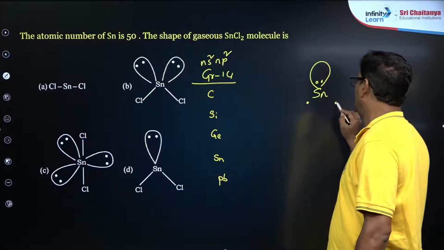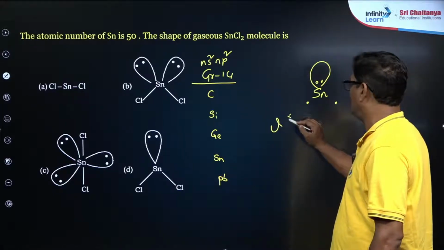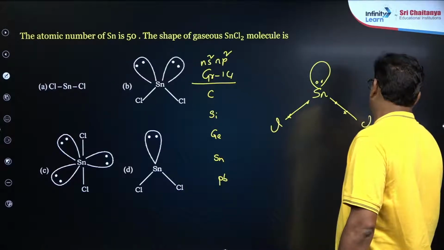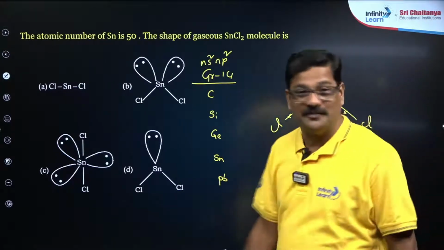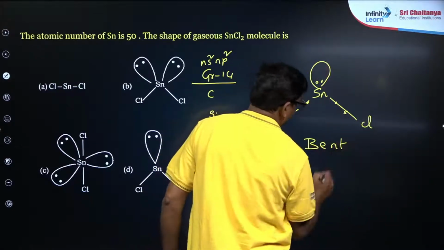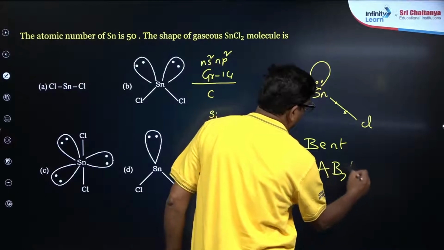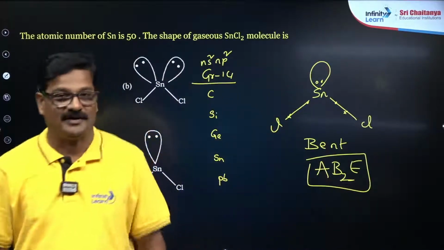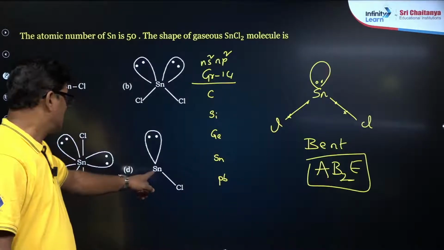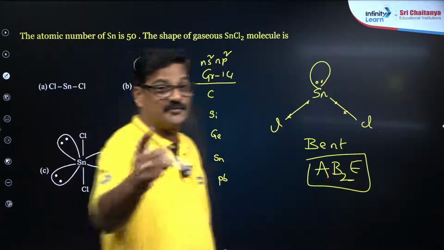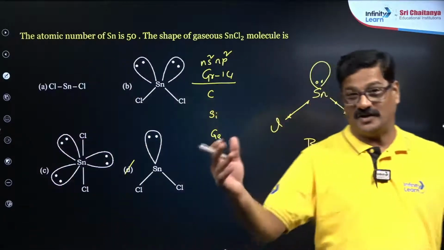One electron each bonds with chlorine, so you get SnCl2 and it is going to be a bent shape, so that it is AB2E type. Suppose E is your lone pair of electrons, so that Sn is having two bonds and a lone pair of electrons. Option D is the correct answer for this question. Are you getting it or not?